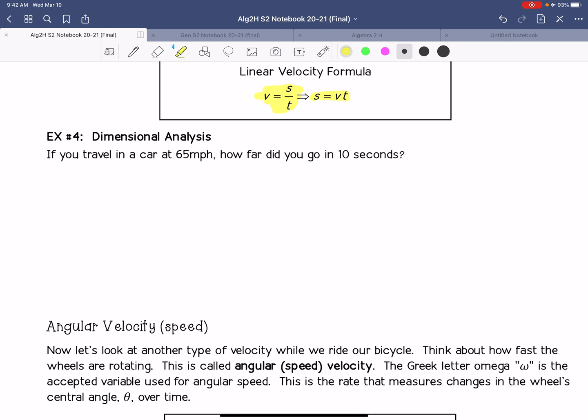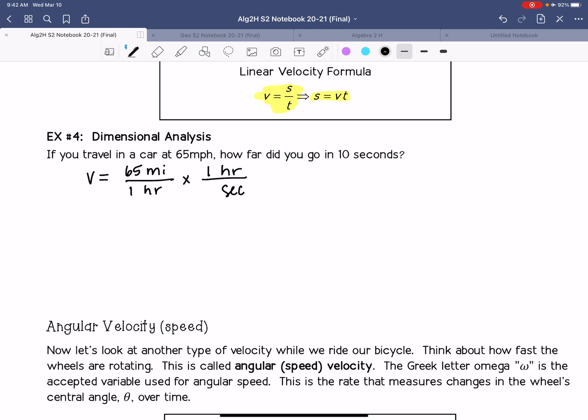Okay, so we're going 65 miles per hour. That's my velocity. That's my speed. So 65 miles per 1 hour. So that means in 1 hour, I'm going to go 65 miles. I want to know how far I go in a second. So we're going to multiply this. And we want the hours to cancel out. So that's why I have an hour here, an hour here. That's my goal. But we want seconds down here.